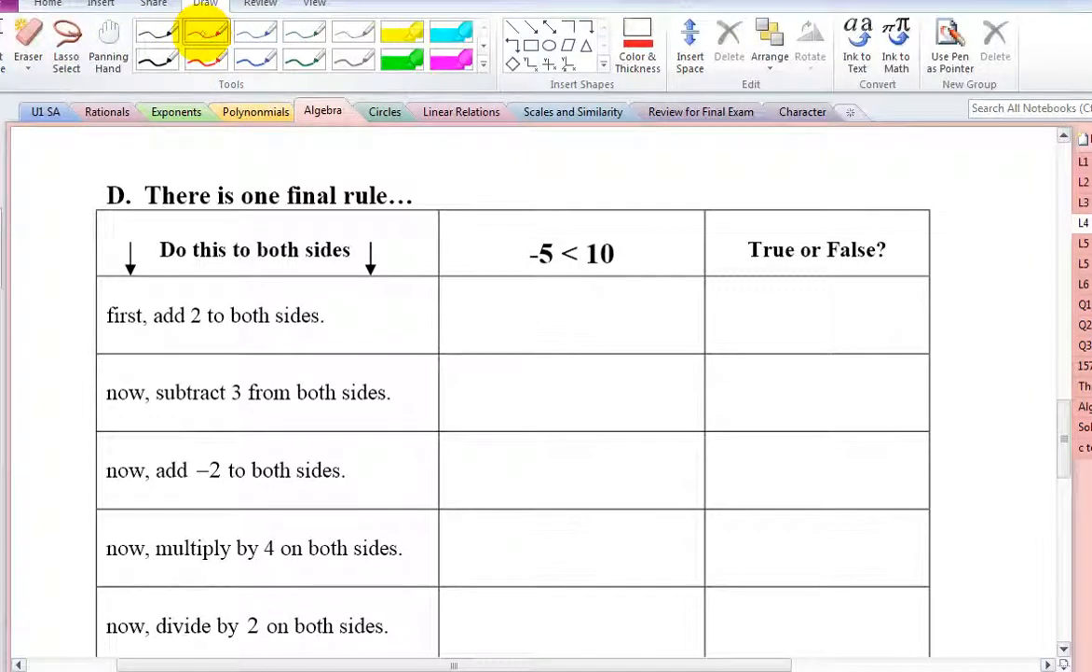So there's one final rule. This is the only thing that's different than what you've done before the last 4 days. Okay? So let's have a look at this.